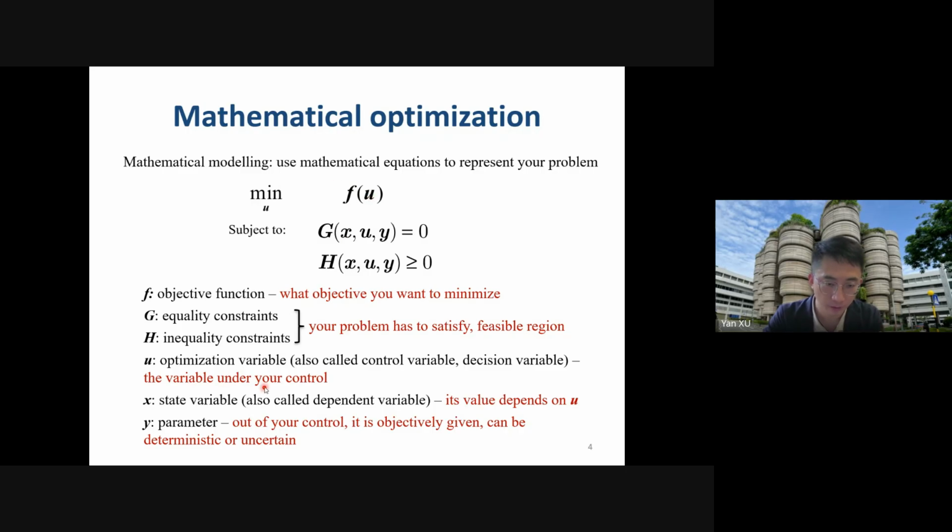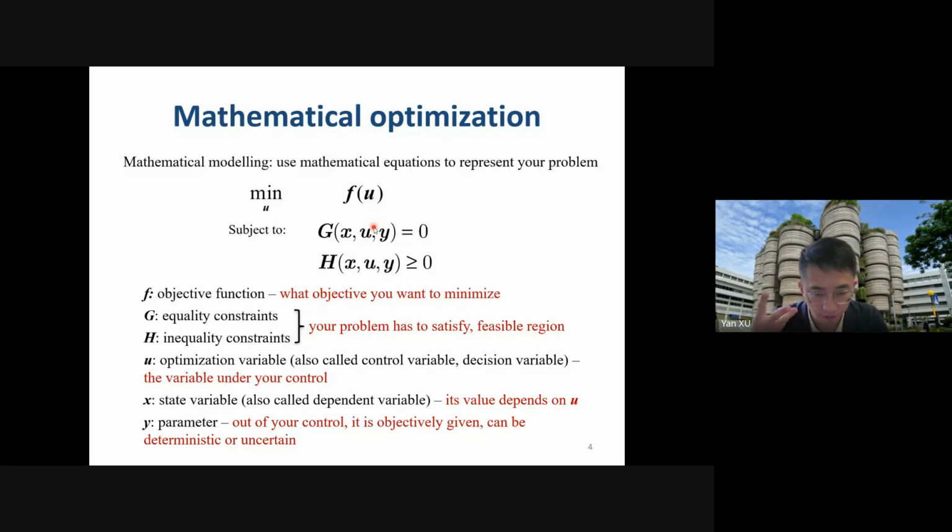f will be minimum. This optimization variable is also called the control variable or decision variable, because it is under your control, right? After you search for u, you can set this u, and then you will have a minimum value of f. It's also called the decision variable because we are actually making decisions on u to minimize the objective. And x and y: x is called a state variable, which is usually also called a dependent variable. That means the value of x will depend on u.